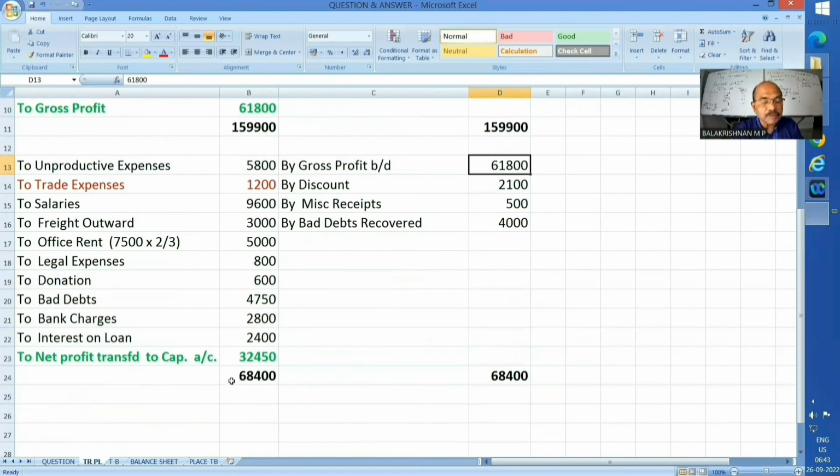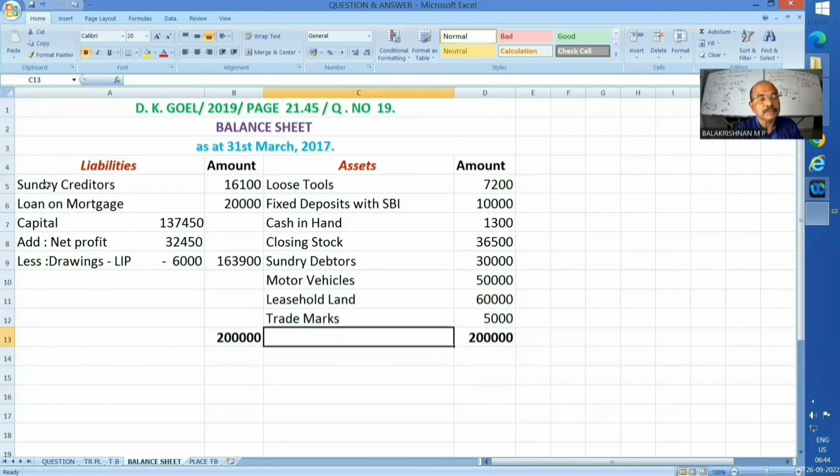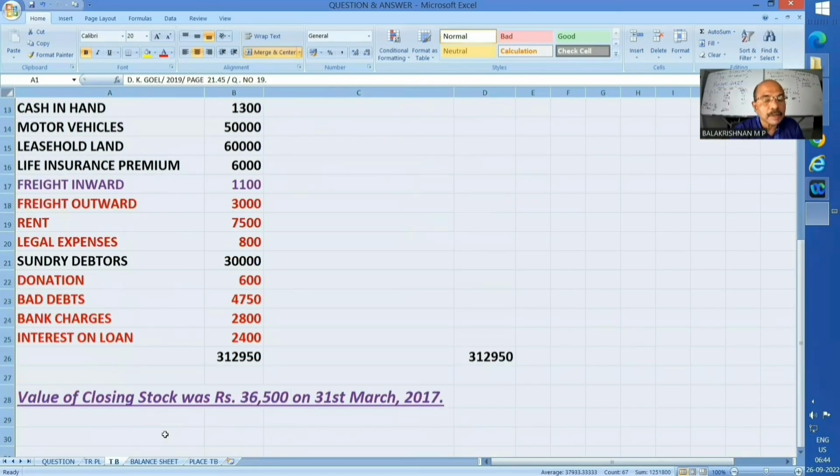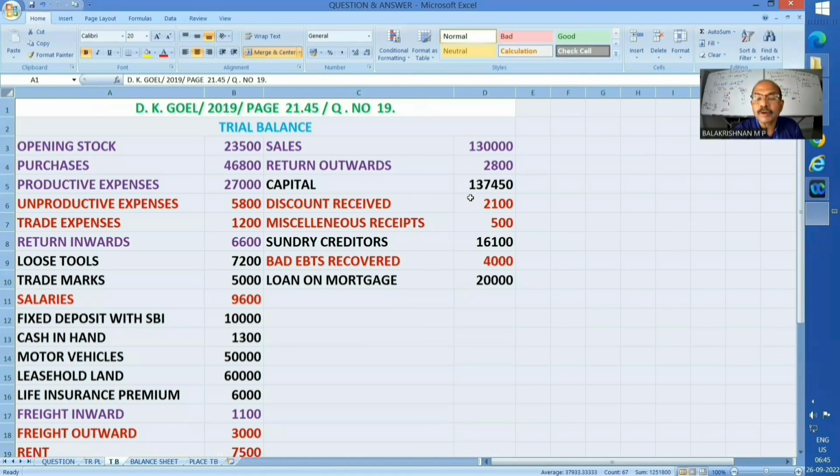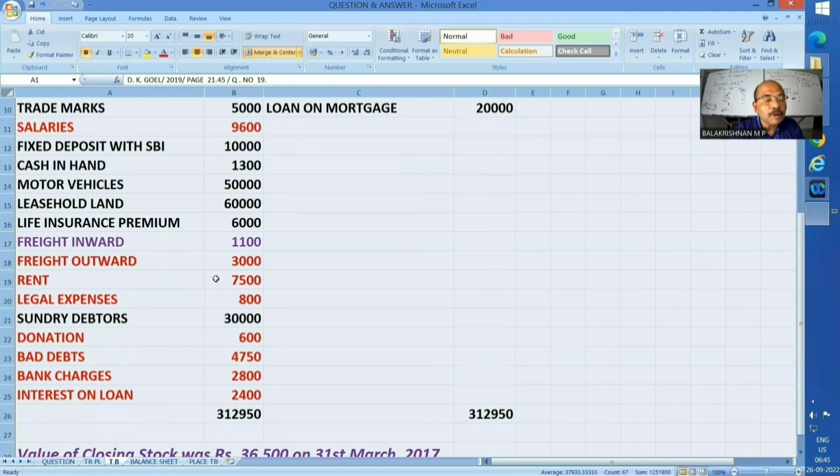Having ascertained the net profit, I am in the process of preparing my balance sheet. I have ensured that order, whatever marshalling I have told you. Well, capital, how much was my capital? 1,37,450. And what has been my drawings? They are not clearly mentioned anywhere as drawings. The life insurance premium they have shown, that is my drawings, 6,000. It's a drawings related item, so it has been taken here.